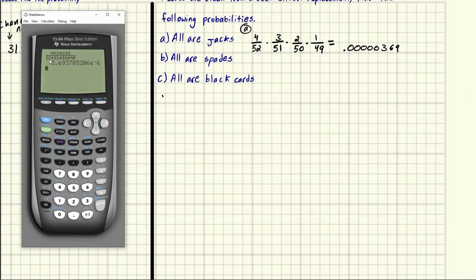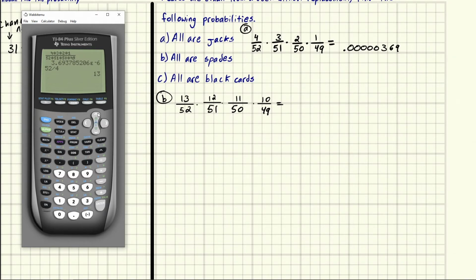I'm going to work down here now. Part B, all are spades. Similar thought process. We've got 4 cards, 1, 2, 3, 4, 52, then we draw one, 51, 50, and then 49. But this time, how many spades are there? That's a suit, and there are 13 of each suit. You could also remember there are 4 suits and we have 52 cards, so if we divide 52 by 4, each suit has the same amount: 13. So at the beginning we have 13 spades, and then 12, 11, and then 10. We're going to multiply these and get our answer out.